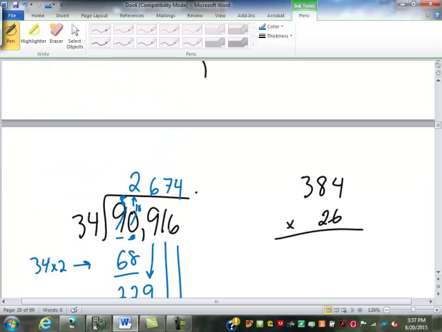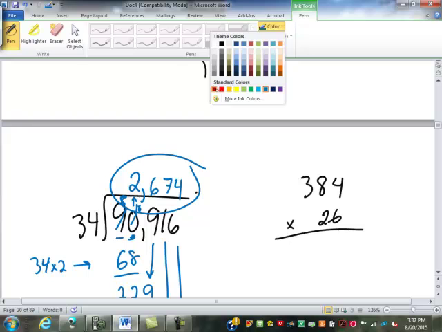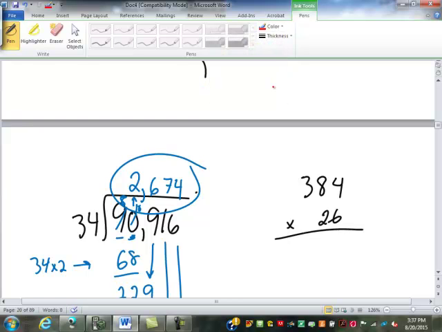So 90,916 divided by 34 is 2,674. Show of hands, how many of you had that? How many of you are well on your way to it, just didn't get done yet? Anybody has no idea how to get there? Okay, that's good at least.